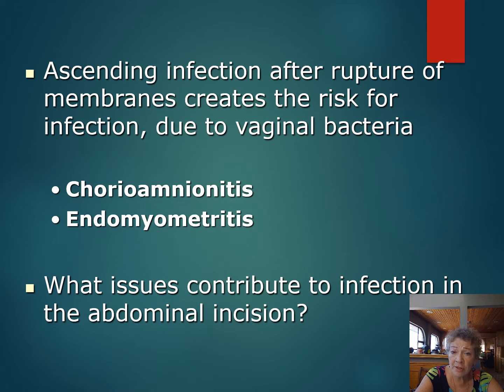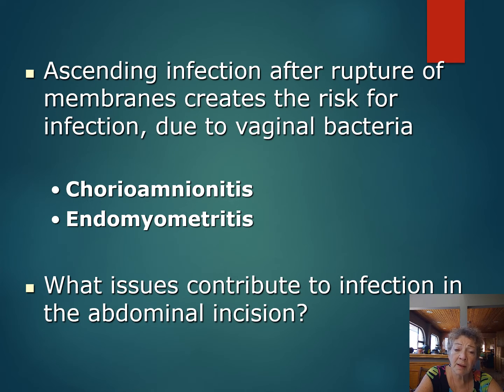The infections that are caused by the ascending bacteria from the vagina can either be chorioamnionitis, that is an infection of the amniotic fluid and the chorion membranes, and that would be during labor and delivery, or an endomyometritis if the infection actually affects the lining of the uterus, which is usually after the birth of the baby. Now, as you can see, the anatomy itself presents the possibility of ascending infection just because of the way the vagina is connected to the uterine cavity.